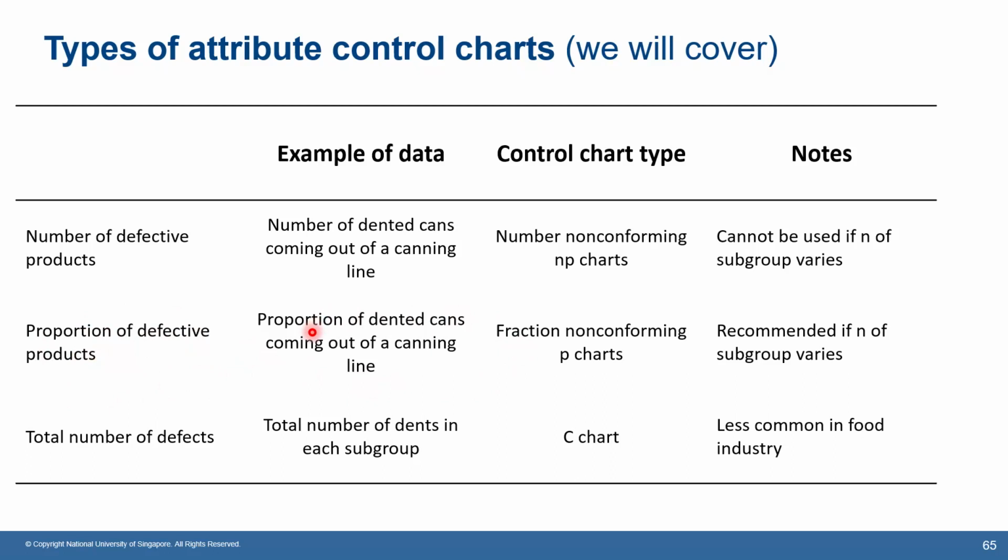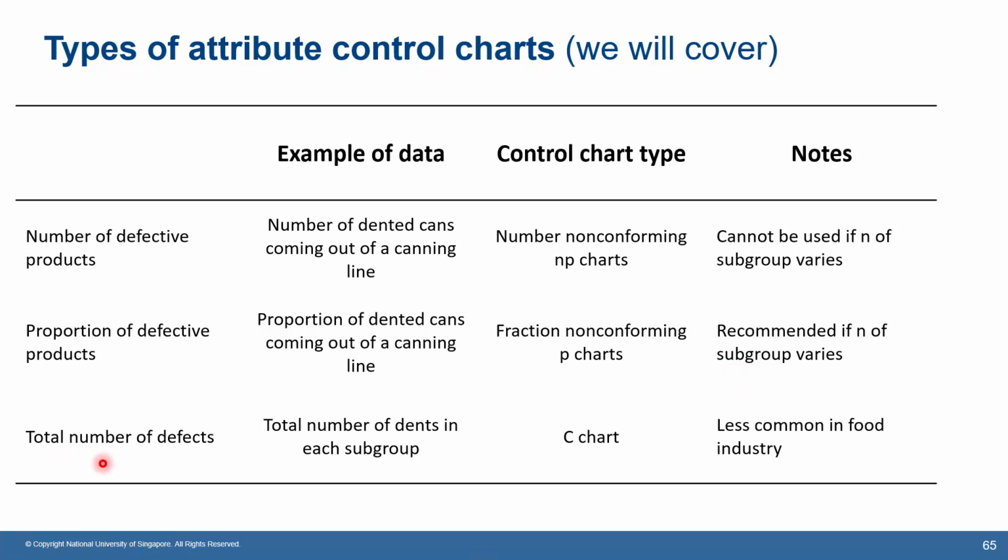So in this case, the proportion of dented cans coming out of a canning line. You're not plotting the number of dented cans, but just the proportion. The chart that you will be using is the fraction non-conforming chart, also known as the P chart. So you use it if the n number of each subgroup varies.